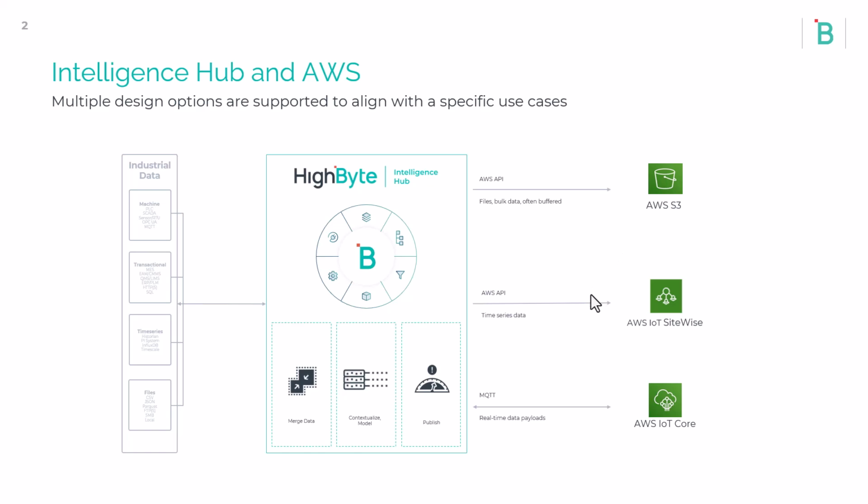And it has the capability not only to send data, but also to create structure in SiteWise assets and measurements. A final option depicted here is data exchange with AWS IoT Core using MQTT. And in that scenario, Intelligence Hub can send and obtain, publish and subscribe data with IoT Core. So there's multiple options to send and obtain data from AWS services, and the data exchange approach selected is of course dictated by the specific use case.